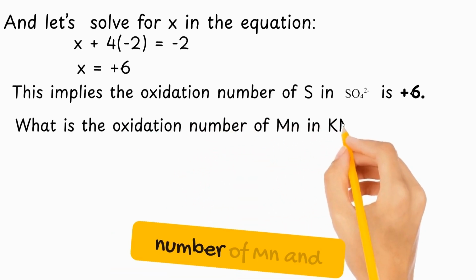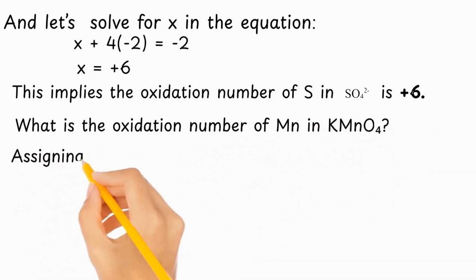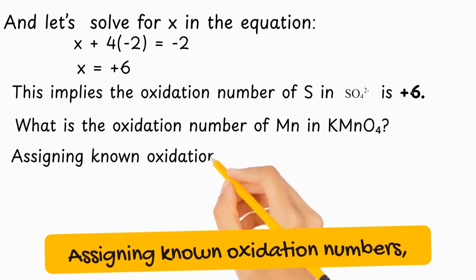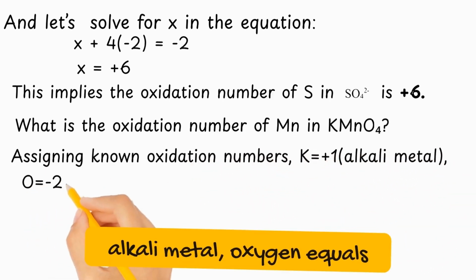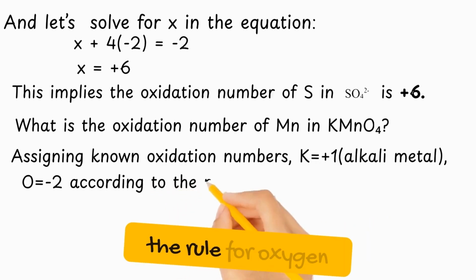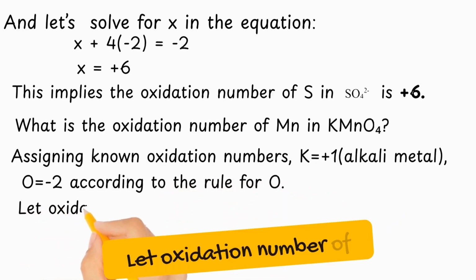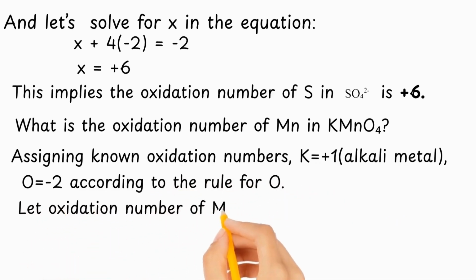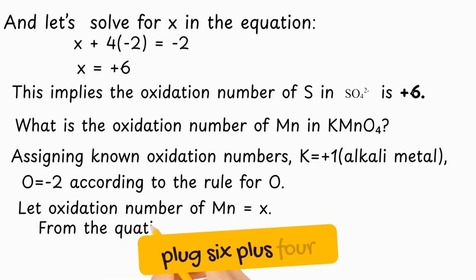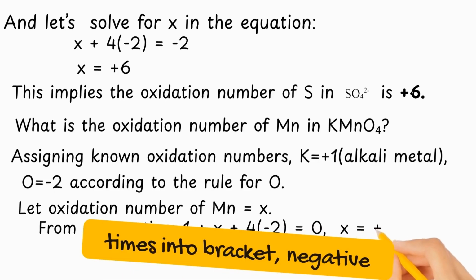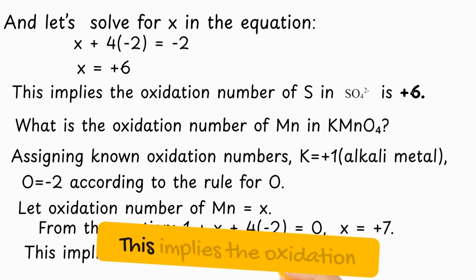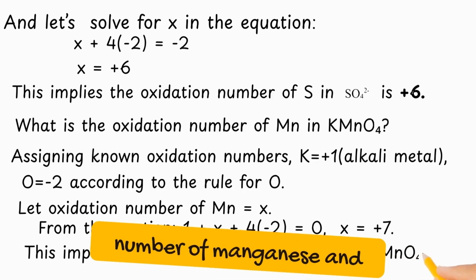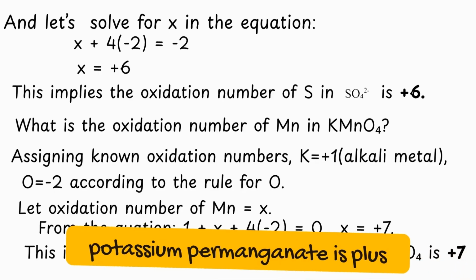What is the oxidation number of Mn in potassium permanganate? Assigning known oxidation numbers, potassium equals +1, an alkali metal, and oxygen equals -2, according to the rule for oxygen. Let the oxidation number of Mn be x. From the equation, 1 + x + 4(-2) = 0, x = +7. This implies the oxidation number of manganese in potassium permanganate is +7.